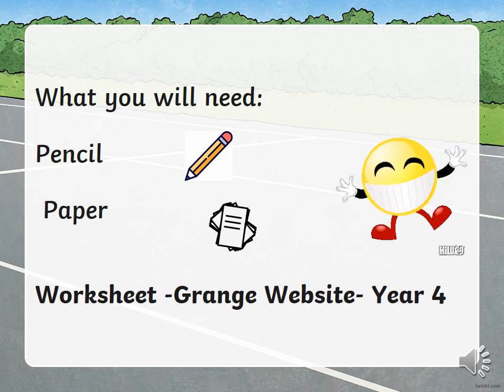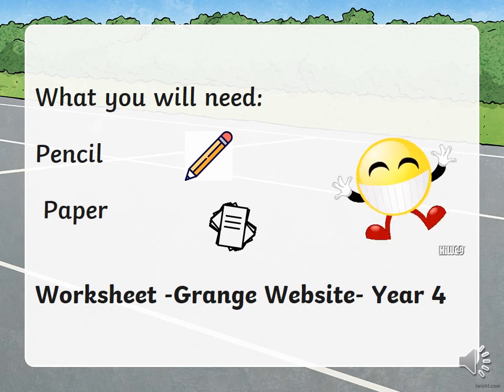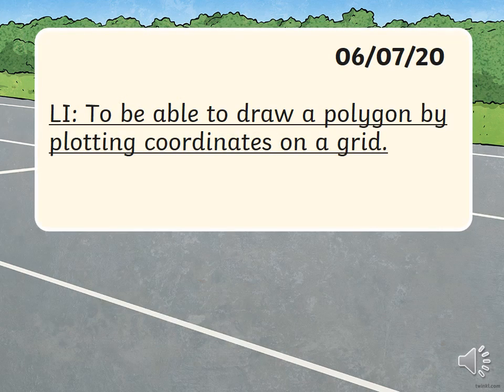Okay, so for today's session, like always, make sure you get your required equipment before we move on, so that you're not moving up and down here and there. We can focus on the learning. For today's session, you're going to be able to draw a polygon by plotting coordinates on a grid. The date is 6/7/20, so make sure you write the date in a line.